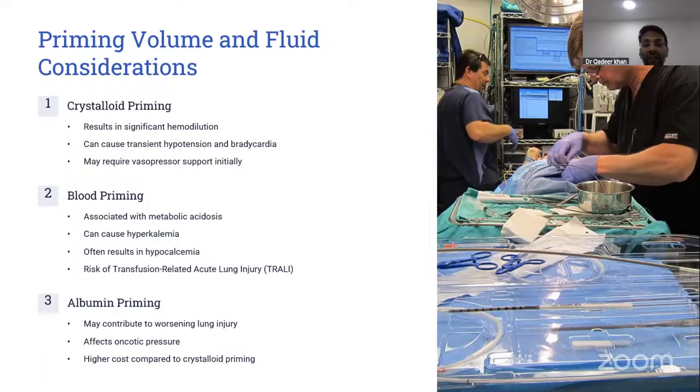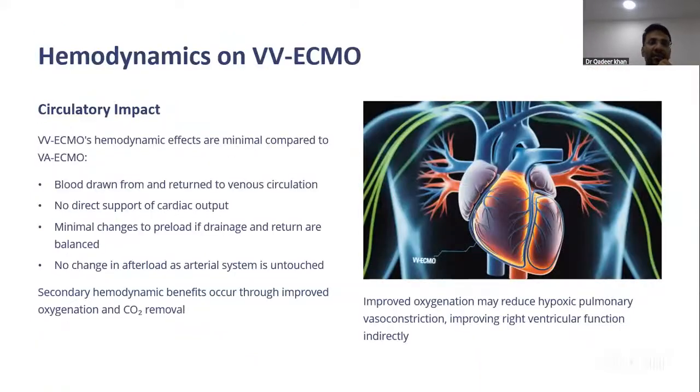In patients who are having hypovolemia and hemodilution, instead of giving lots of fluids, albumin is being tried, but again the problem is the cost, and also the problem because of the high oncotic pressures and volume overload, and also the acute worsening of the acute lung injury. Hemodynamic effects on VV ECMO, as we all know, the circulatory impact with VV ECMO is minimal, but as the blood is drawn from the venous and returned to venous circulation, it is not a direct support to the heart, but indirectly it helps when the oxygenation is improved.